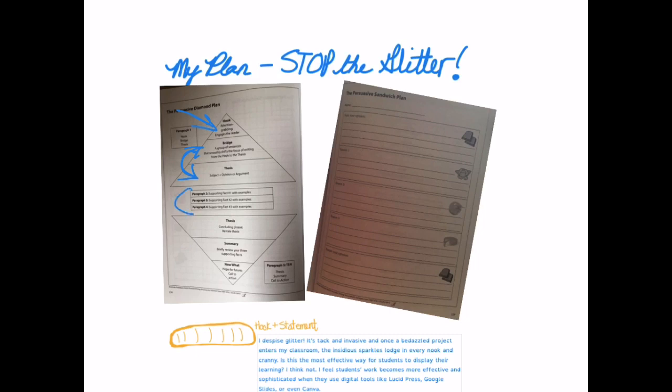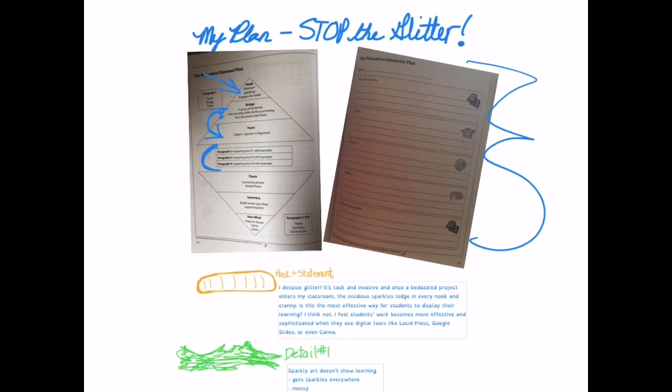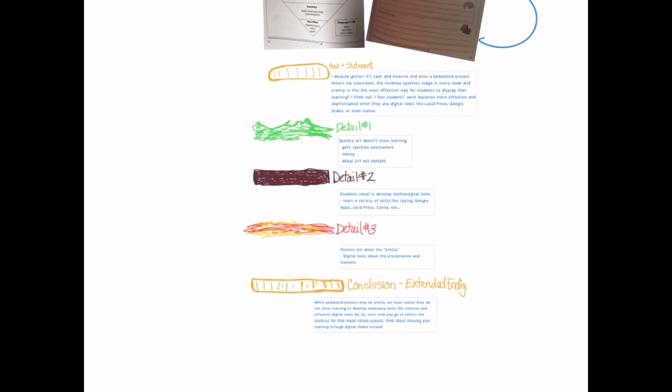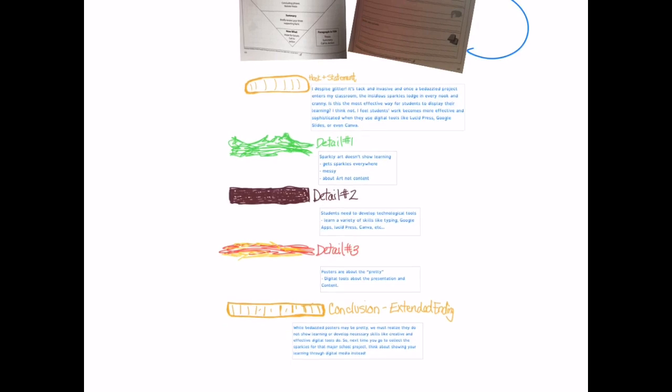Then we have this part here. We are not doing 5 paragraphs. We're just doing 1 complete paragraph, but 3 things to back up my stuff. And this is the idea of our plan. So if you go here, I wrote out my plan according to the hamburger method. I have my hook and my statement. I have my detail number 1, detail number 2, detail number 3, and then finally my extended ending.